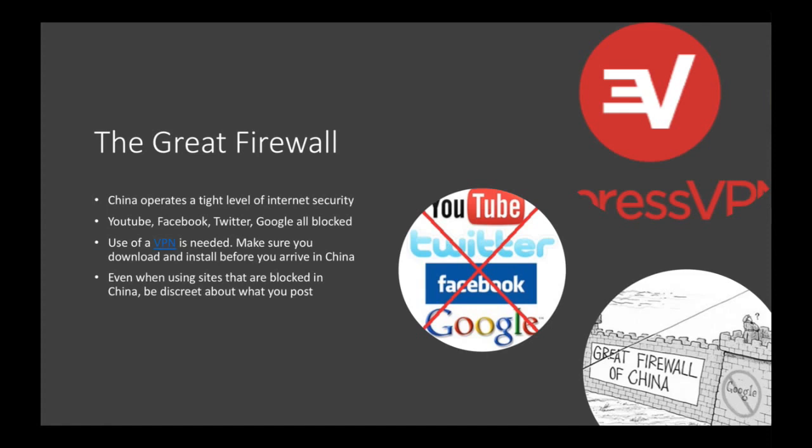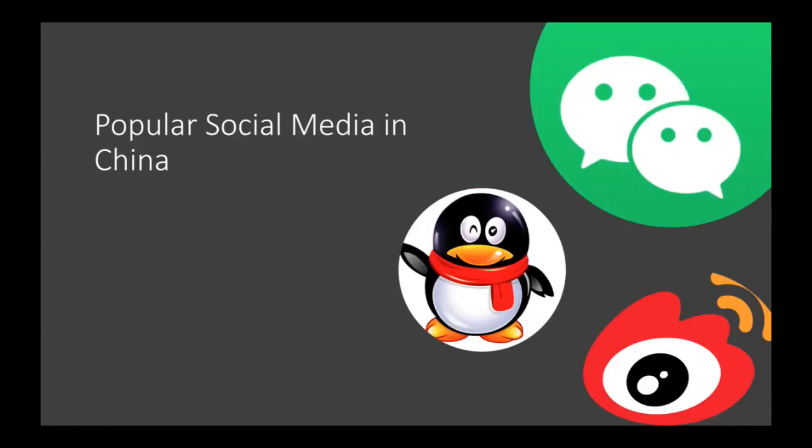So make sure you keep up to date and open all of the emails that you receive from your VPN provider whilst you're out there. Even when using sites that are blocked in China, such as Facebook and Twitter, it's important to be discreet about what you post. Again, being careful about posting things that are very critical or things that might be sensitive is very strongly advised.